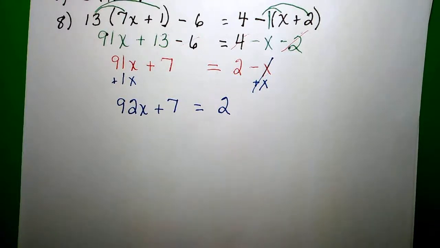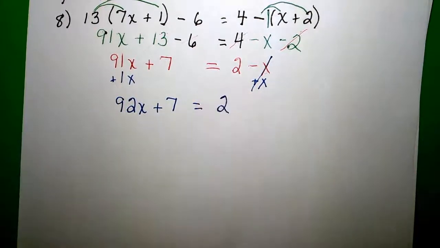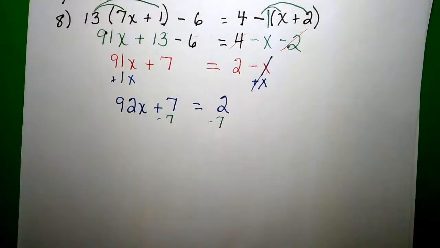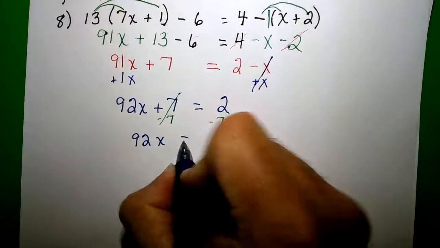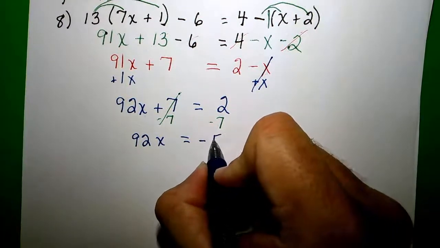What would I do next to get this x by itself? Well, you subtract 5 from both sides. Lost my purple pen. Okay, well, don't worry about it. Just subtract 7 from both sides. Somebody said 5. I meant 7. So 7's going to subtract out. And we have 92x on the left equals 2 minus 7. What's that going to be? 2 minus 7 is a negative 5.